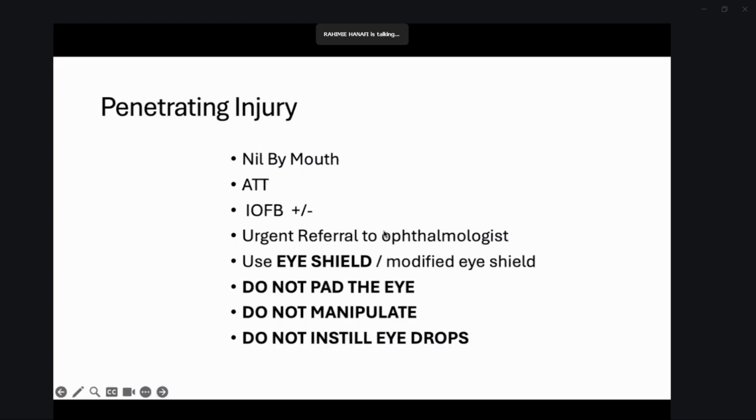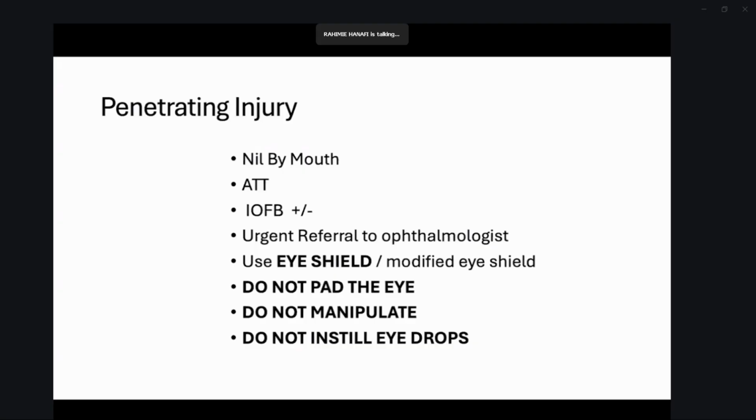So how we send patient to the ophthalmologist is that we need to use the eye shield. Okay, eye shield or just a modified eye shield. Please do not pad the eye, because when there is a penetrating injury, it means that there is a continuation from inside and outside the eye, right? So if we pad the eye, we might put a pressure on the eye and cause more damage to the eye. Okay, do not try to manipulate the eye. Okay, try to examine, because most of the time in penetrating injury, it is a very painful condition.